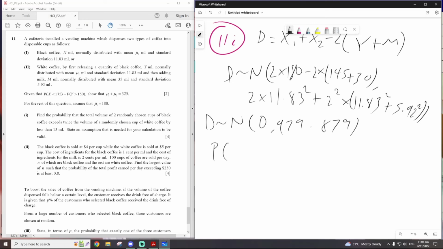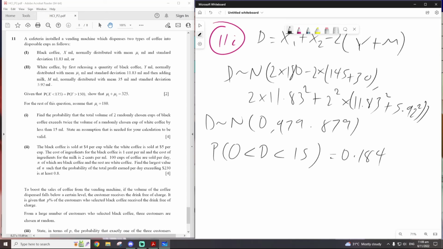So there's a very good chance that it will actually be less. But we want it to exceed. So we must actually put a 0 here. And we need to see that the exceeding is less than 15. So 0 less than D less than 15. Then we use your GC, you will get 0.184.